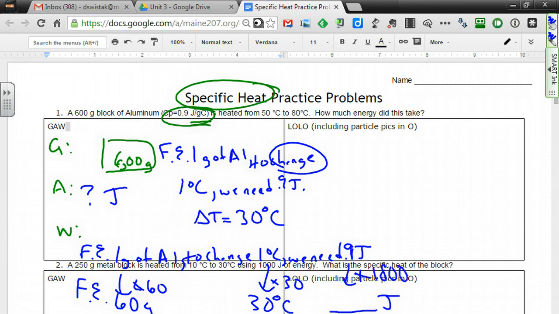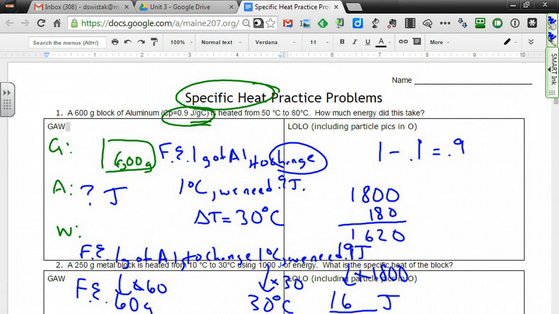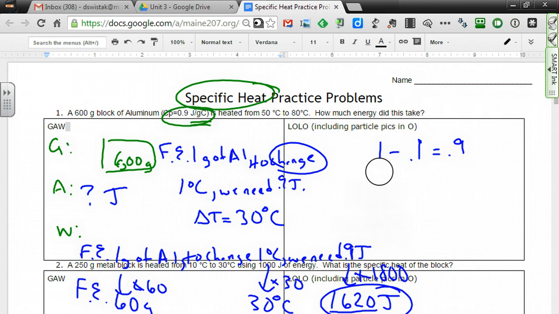And you say, Mr. Swistak, 18,000 times 0.9, that sounds kind of ridiculous. Here's the deal. You can think of 0.9 as being 1 minus 0.1. And 1 is just 18,000, and 0.1 would just be 1,800. So if I subtract those two values, I get 16,200 joules. Easy stuff, right?